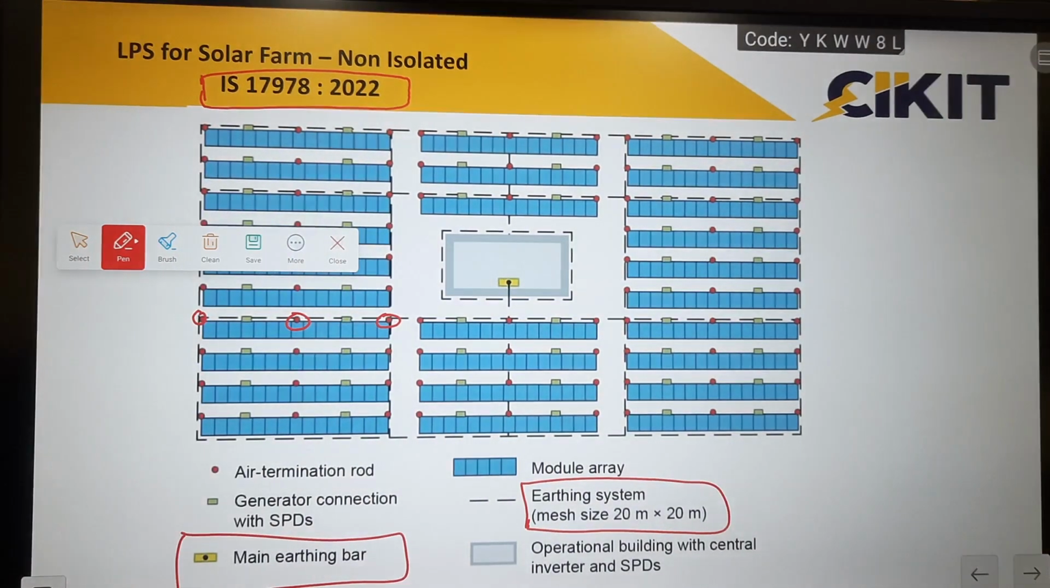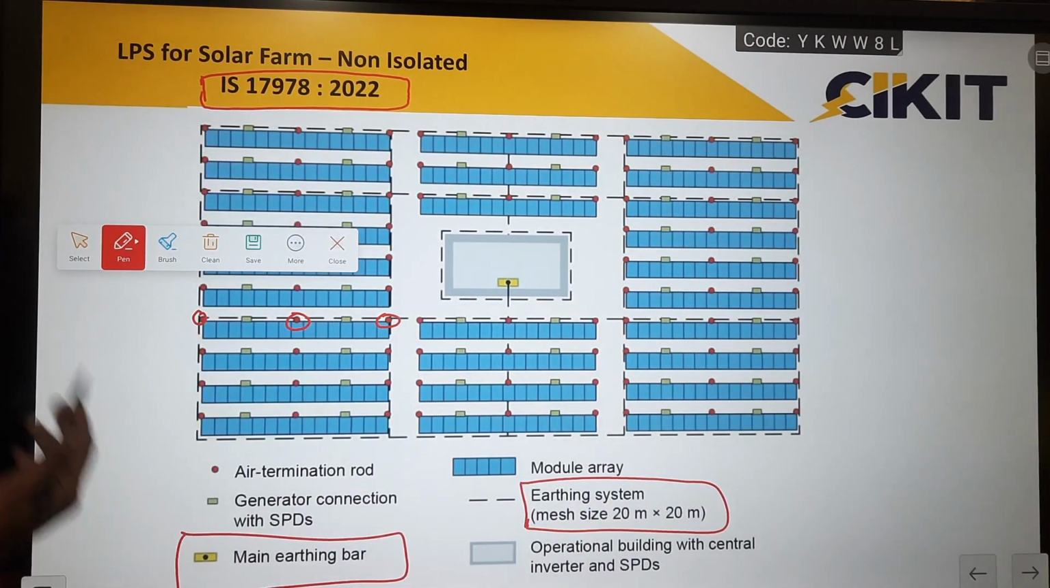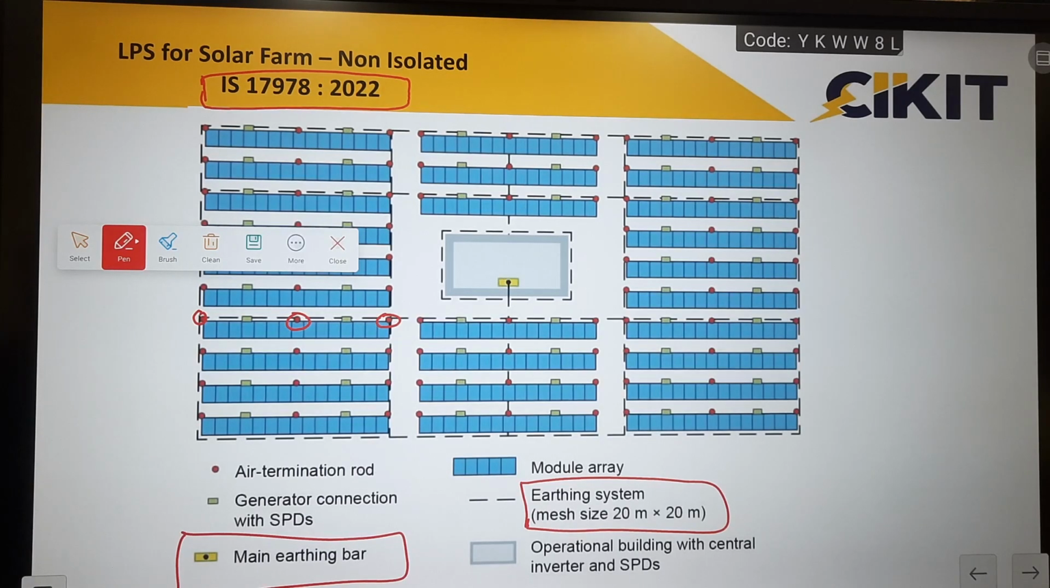From this we can observe that the earthing provided for the lightning protection system is bonded to the earthing of other panel bodies and equipment bodies.